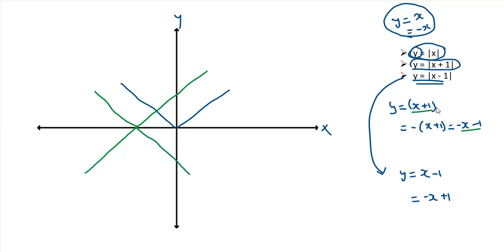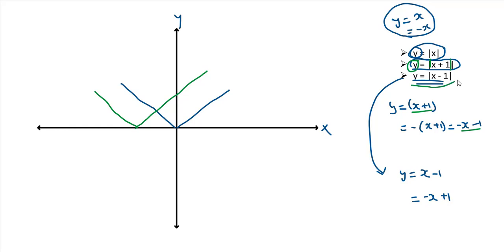Now again, in this case also, as you can see, the value of y will always be positive because this entire thing is in the mod. We have y is equal to mod of x plus 1. So we'll have to delete all the portion which is below the x-axis, since in this portion the value of y becomes negative. So this will be your graph. So this will be your graph for the equation y is equal to mod of x plus 1.